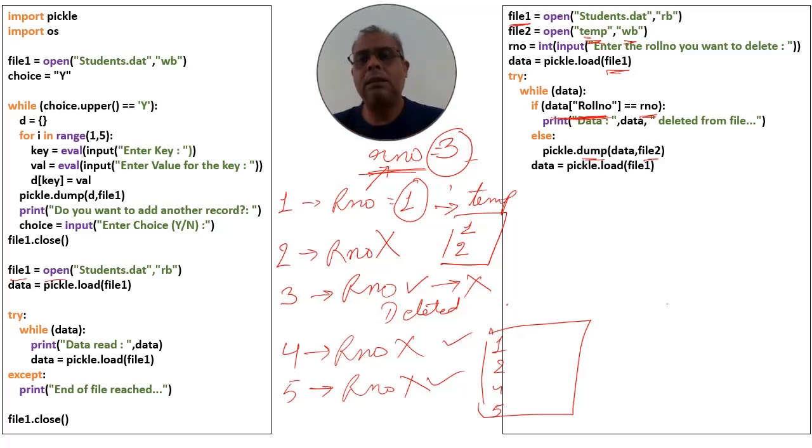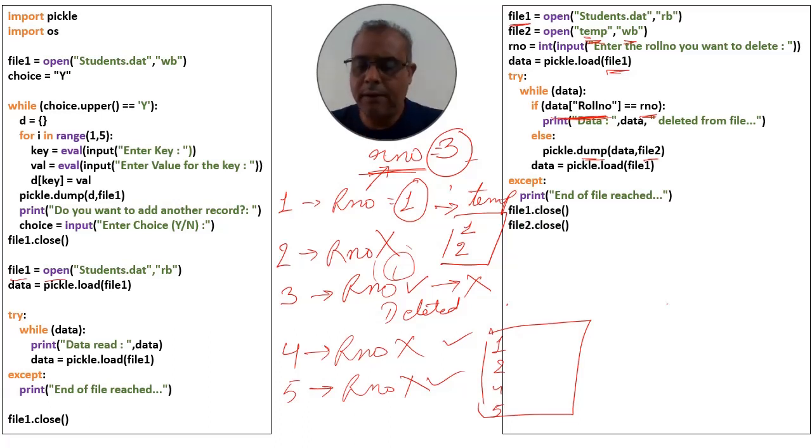Again I'll load the next record from file 1, that is students.dat, and again it will be compared, and this process will keep on repeating as I have explained here. Once all the records have been exhausted, we are going to display the message end of file reached, so that our program does not terminate abnormally. We will close file 1 and we will close file 2. Both the files are closed.